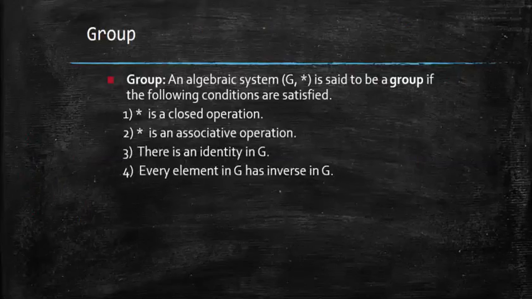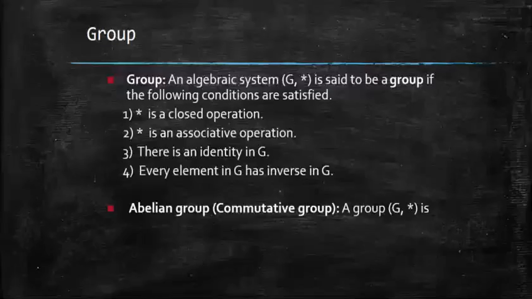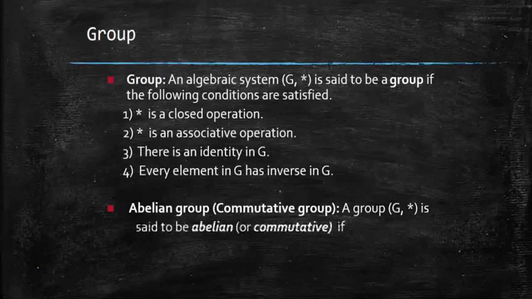Now with respect to that, we have something known as an abelian group. That is, a group G star is said to be abelian, or it is also known by the name commutative group, if it is commutative, that is A star B is equal to B star A. So this is known as an abelian group.